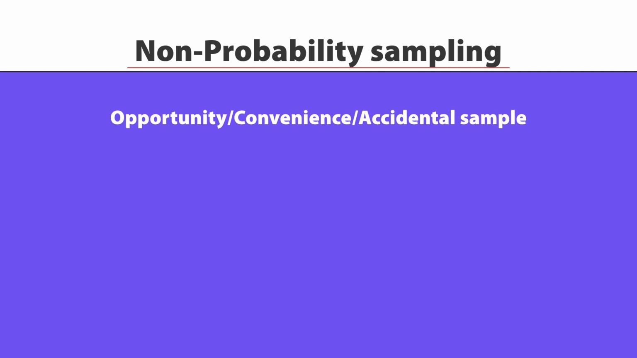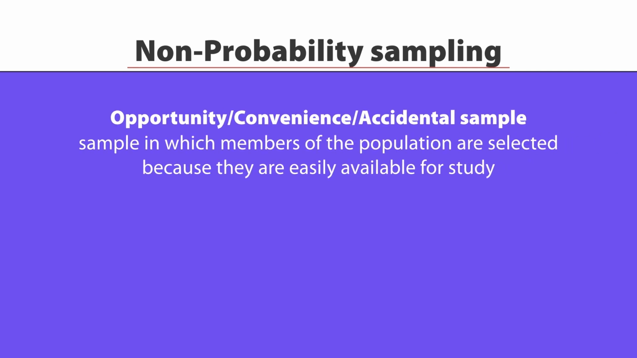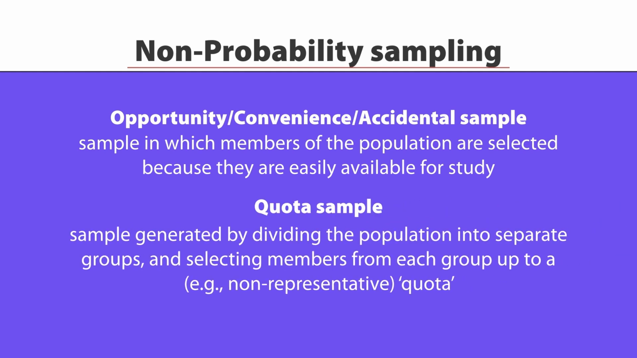If we start with non-probability sampling, convenience sampling talks about members of the population that are selected because they are easily available for study. And if you talk about quota sampling, samples are generated by dividing the population into separate groups and selecting members from each group. That is non-representative quota. Like we are going to take data of males of 50 years, or data of females between 24 to 30 years. So we have restricted ourselves, and that could be the model by which quota sampling works.